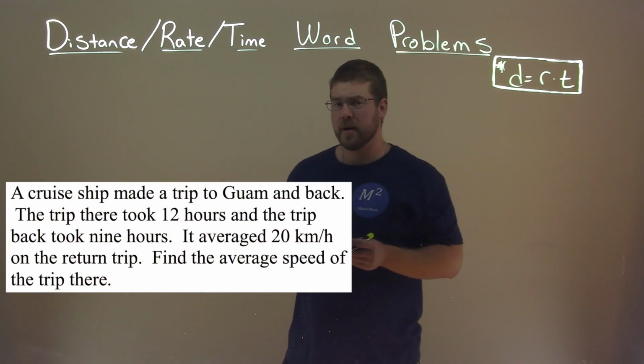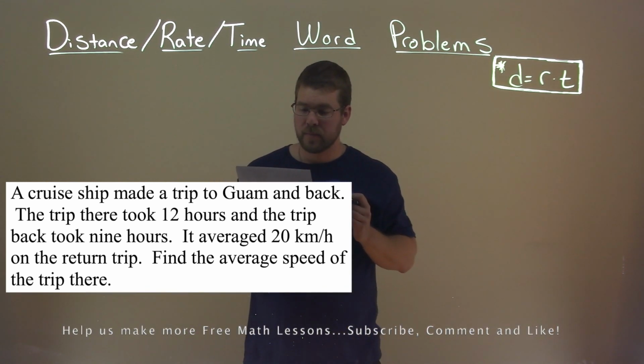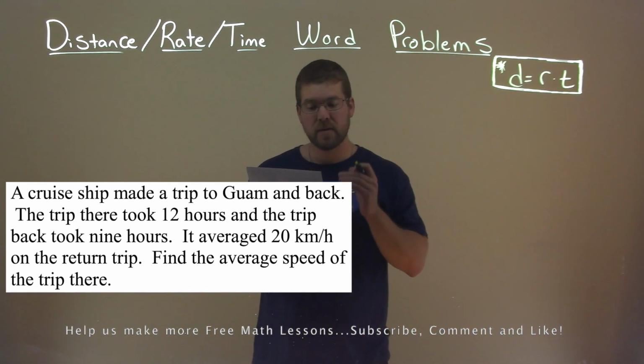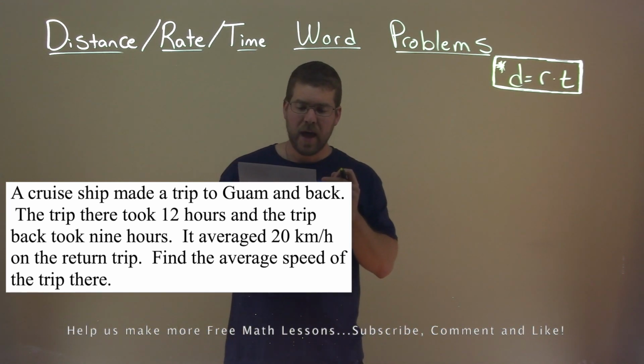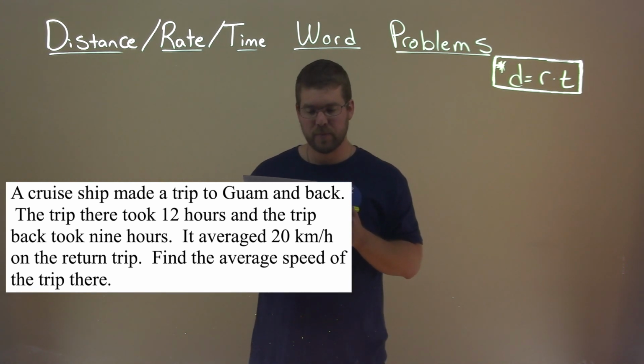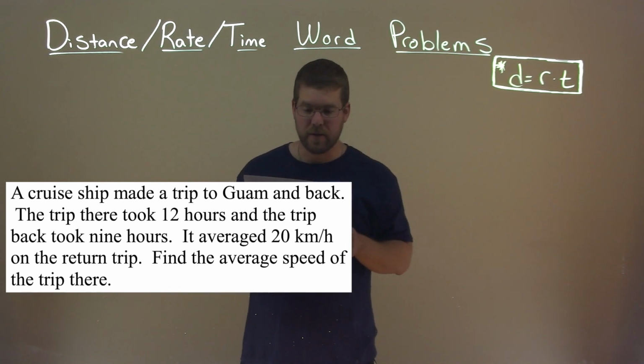We're given this problem right here. A cruise ship made a trip to Guam and back. The trip there took 12 hours, and the trip back took 9 hours. It averaged 20 kilometers per hour on the return trip. Find the average speed of the trip there.